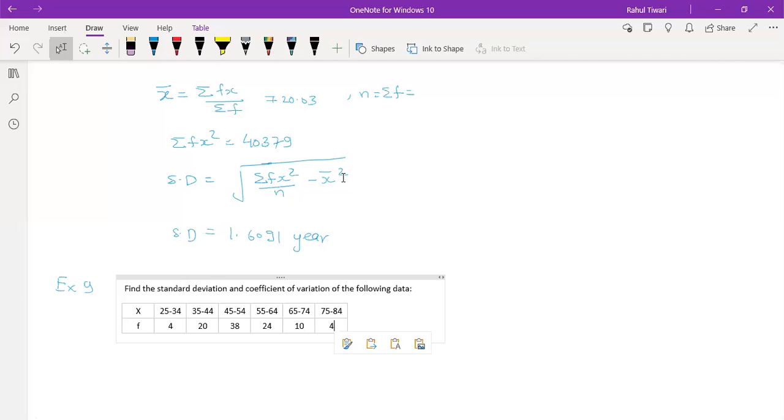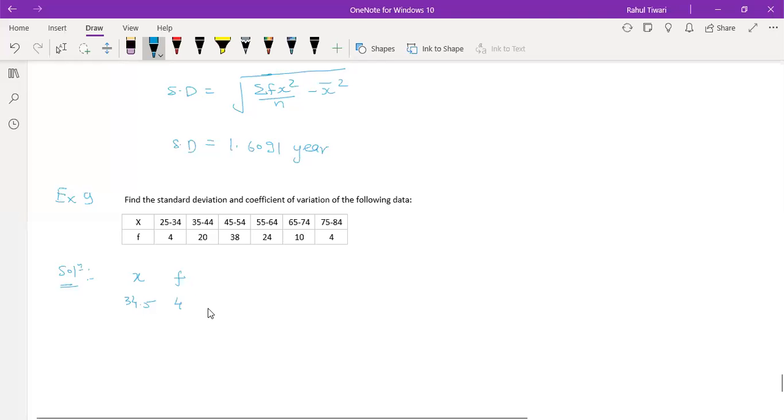See, students, I'm telling you, this type of problem we have also come across, very simple. Sir, 29.5. Okay, you had assumed 44, but it is 34, sir. Okay, so this is 29.5. Then 35 plus 44 by 2 is 39.5 and so on.